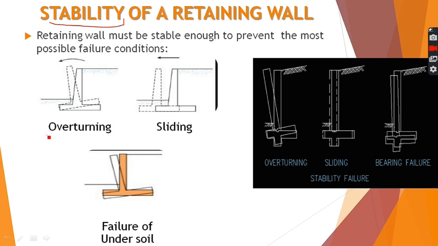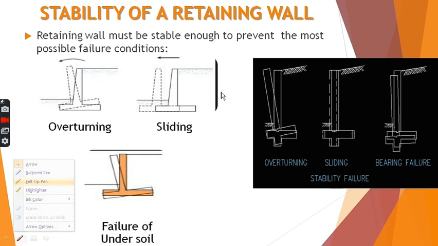These are the three main types of failure modes of a retaining wall: overturning, sliding and failure of the soil beneath, as you can see here and here also. Overturning, as you can see, is a very common phenomenon. Due to this earth pressure the retaining wall can easily topple like this. It can easily rotate or topple like this.